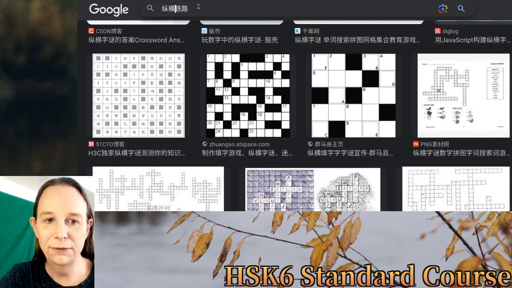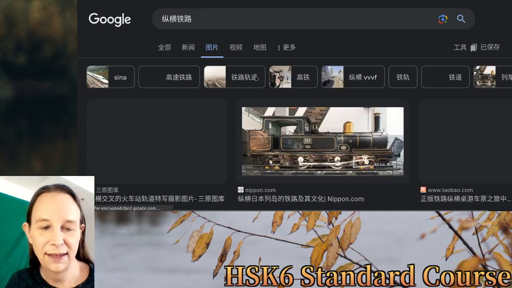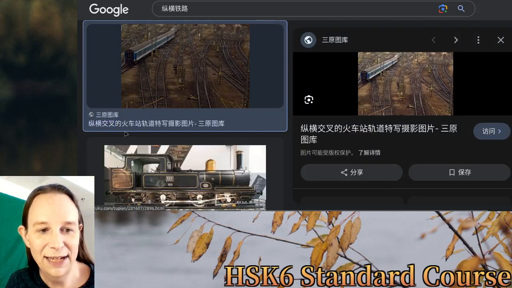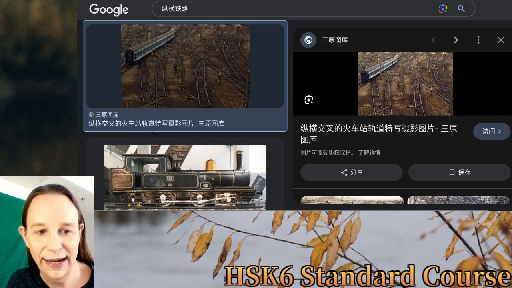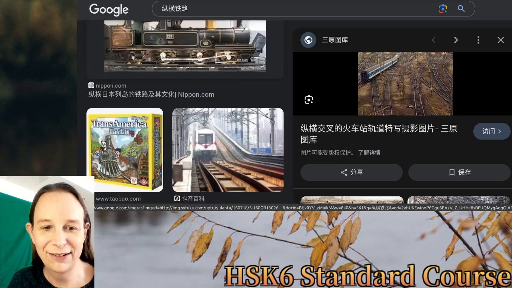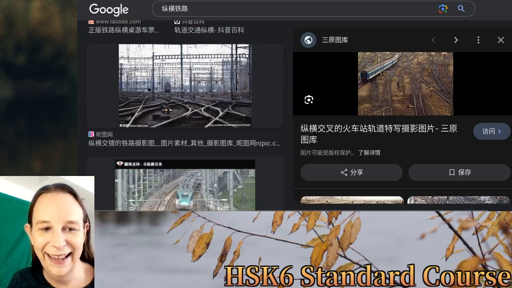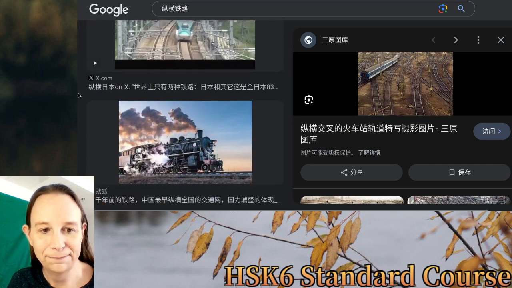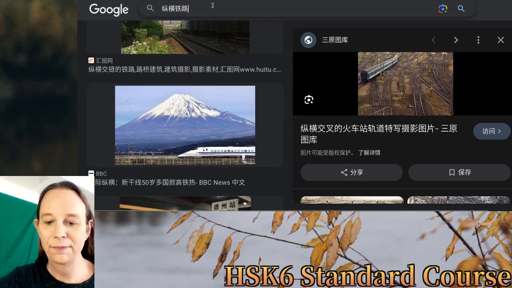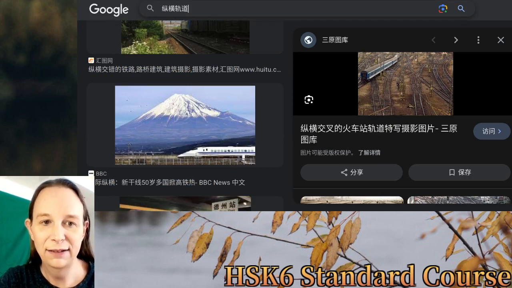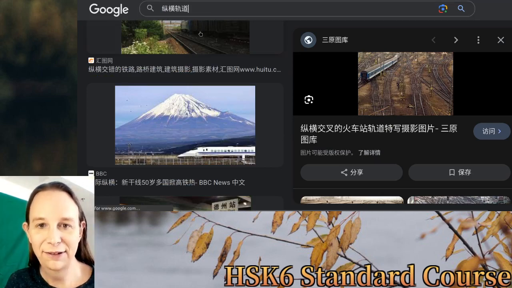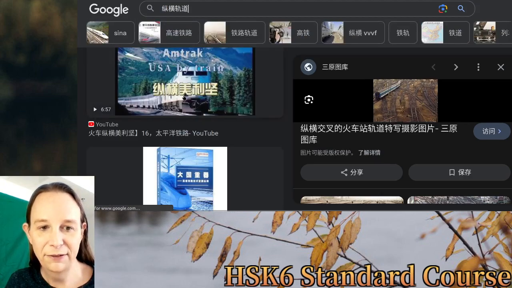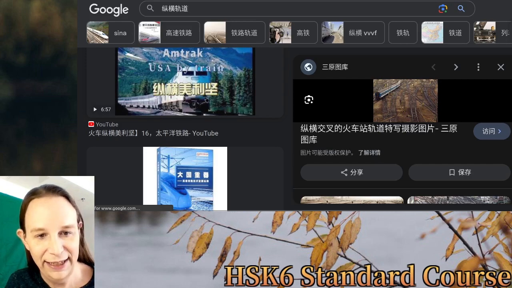Okay, well, let's put 铁路. 纵横铁路. Yeah, this is what you're kind of thinking of. 纵横交叉的火车站轨道, yeah, like the tracks are crisscrossing in all sorts of complicated ways. Yeah, like this. 纵横交错, 交错. What if we put 轨道? 纵横轨道 would probably be similar. 纵横美利坚.